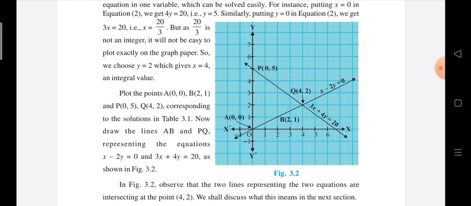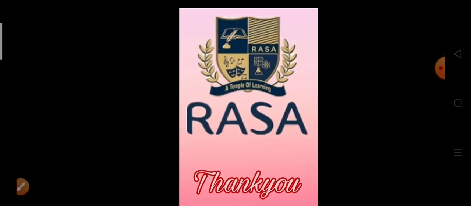So we can say that the lines are intersecting each other at a common point. What kind of solution do they have? The two lines will intersect at one point. Is it okay? Thank you.